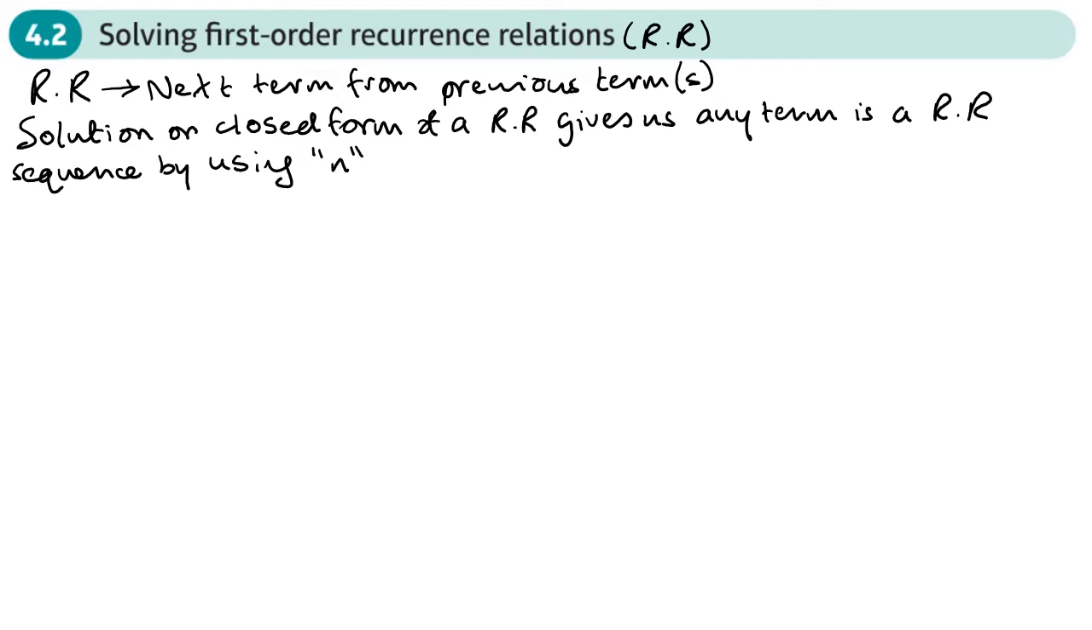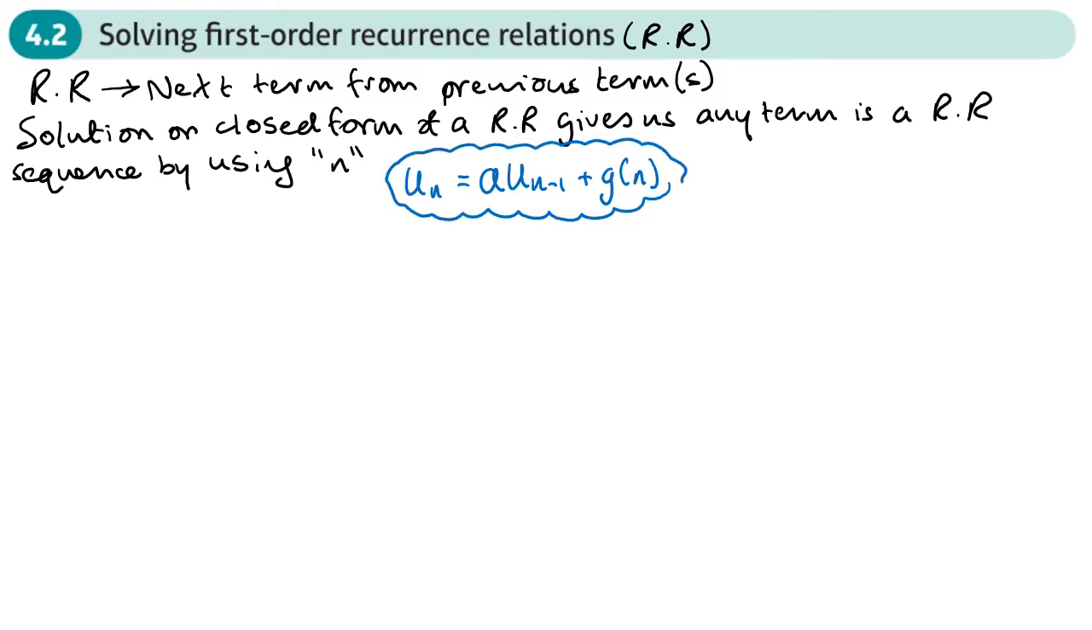Now, a first order recurrence relation will be of this form: un equals something times the previous term plus some sort of function of n. Depending on what the values of a and g of n are, that will tell us what approach we're going to take to solve it. So first of all, let's look at recurrence relations where g of n is equal to 0, so there's basically nothing here.